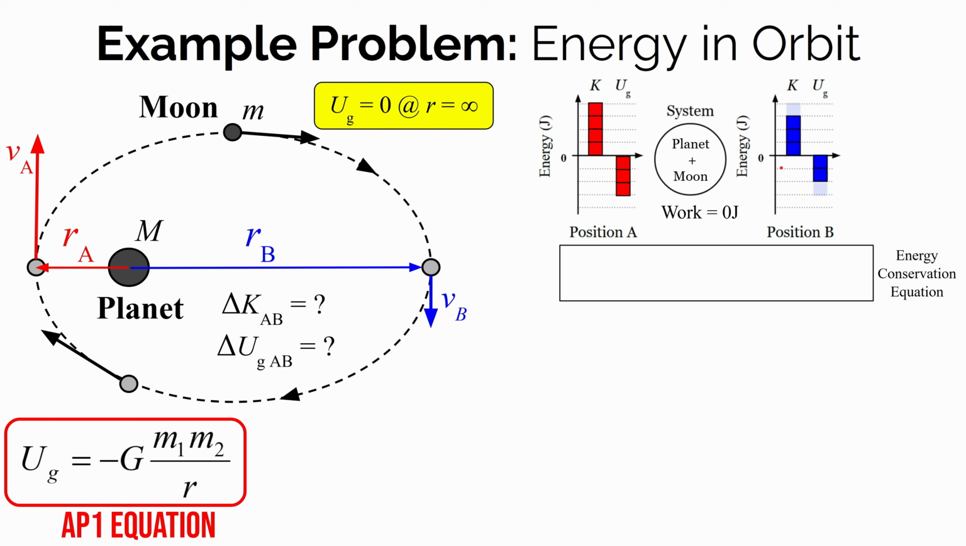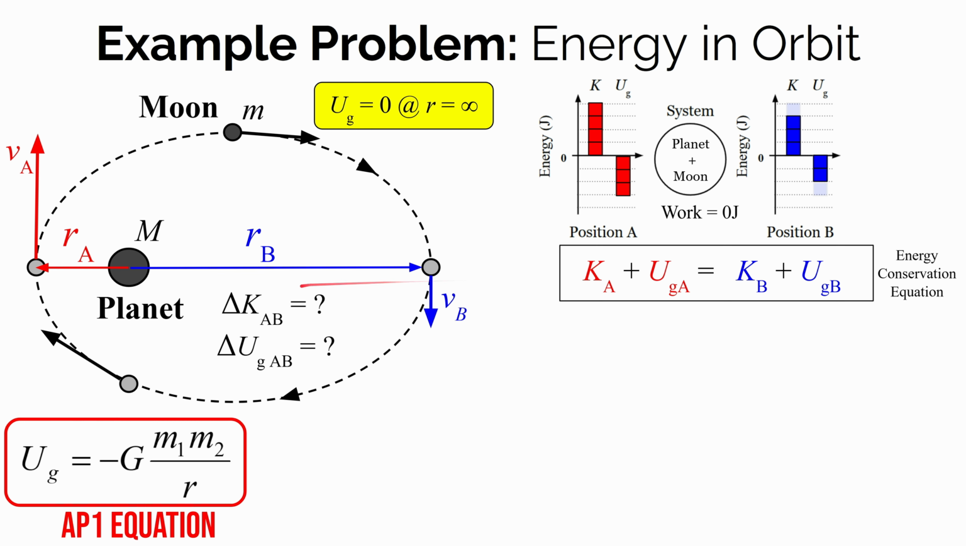There's no work being done. There's no energy transferred into the system or out of the system. It's just rearranged. So let's write down our energy conservation equation. The kinetic energy plus the gravitational potential energy at position A must be equal to the kinetic energy plus the gravitational potential energy at position B.